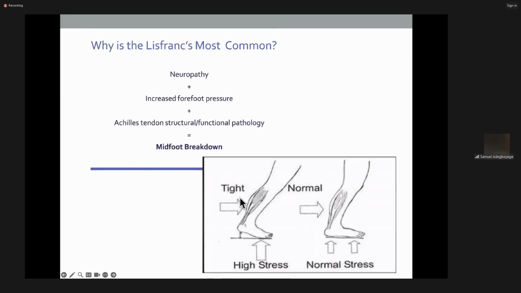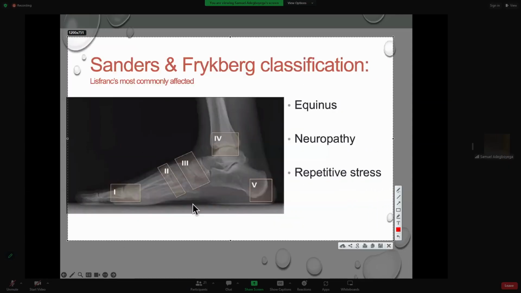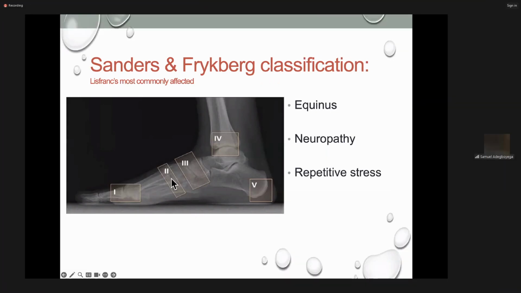Okay. So basically, the most affected joint when it comes to Charcot is your Lisfranc. And basically what you see is neuropathy, couple that with increased focal pressure, couple that with a very tight Achilles. Remember, when you have a very tight Achilles, you have more pressure in the midfoot and the forefoot, and that will lead to breakdown. That's the reason why in the Sanders and Frykberg classification, the most affected joint is your Lisfranc, number 2.